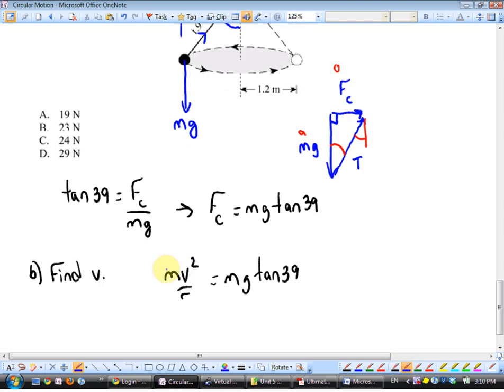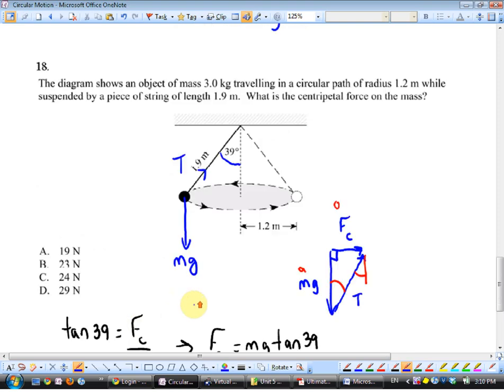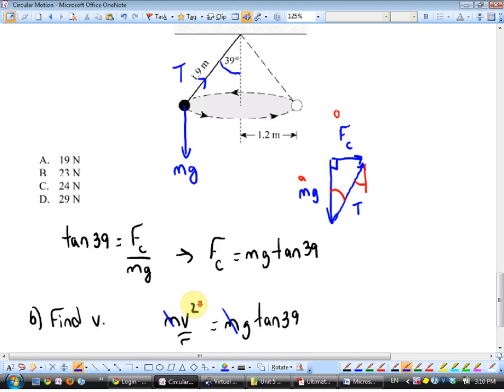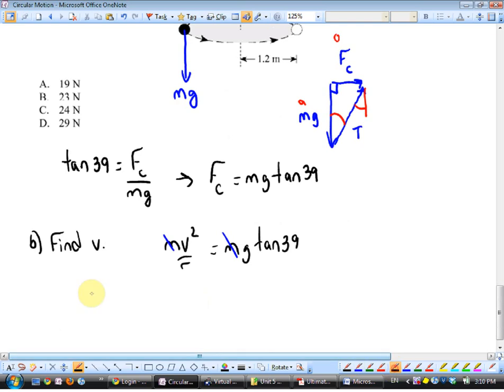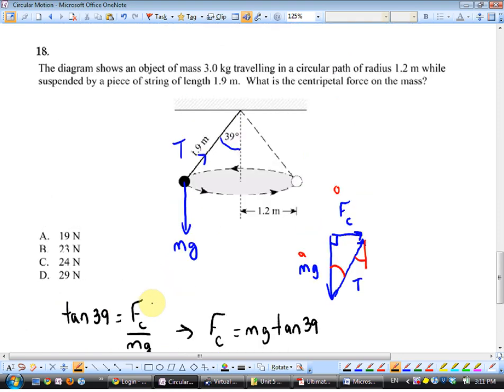Did they give you the radius? Oh, so could you find the velocity? Would that be a fair question? I think so. Or, as a part C, instead of finding the velocity, I could ask you to find the period. Same diagram, same information.